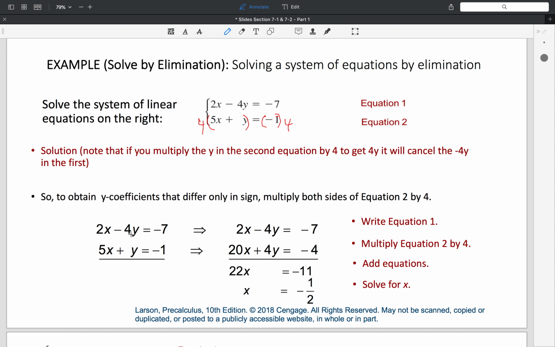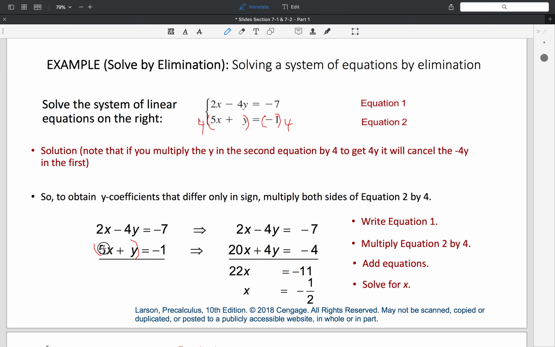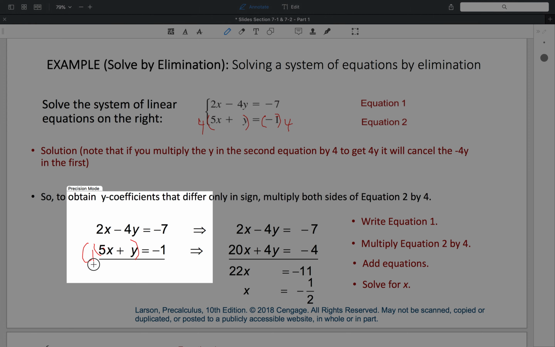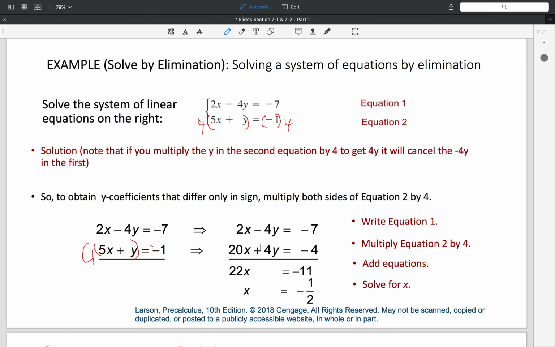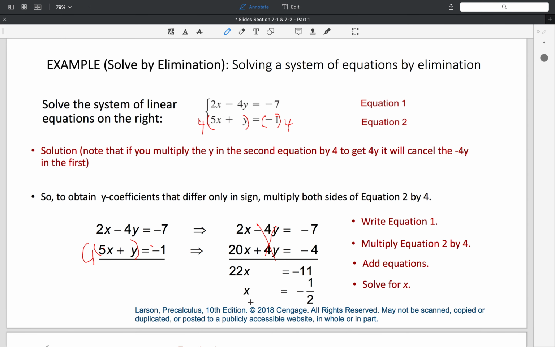So I start here with the two equations, and I know I'm going to add them, so I'm going to put a 4 here, multiply this side by 4, and get 4 times 5 is 20. 4 times y is 4y, so I get 20x plus 4y. Now I add them, and these are going to cancel. I add the x's, I get 22x, and I get -11 here. So I divide each side by 22 here, and I get x is equal to -1/2. So that's my x-coordinate. Now I have to find y.